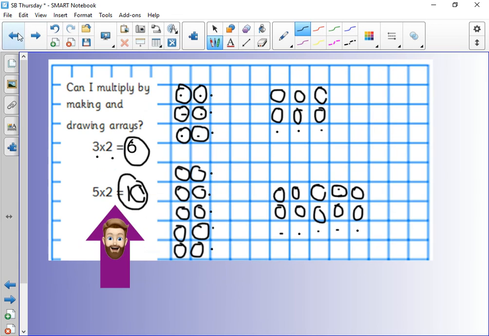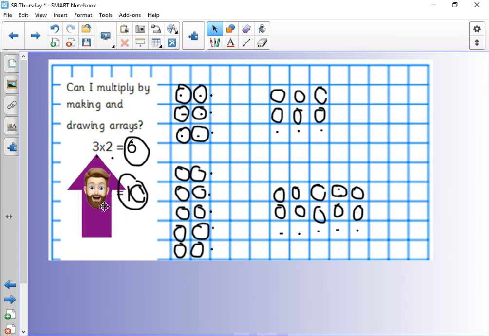Okay? So with each example, remember the first number tells us how many groups we need. The second number tells us how many counters to draw in each group. Okay?